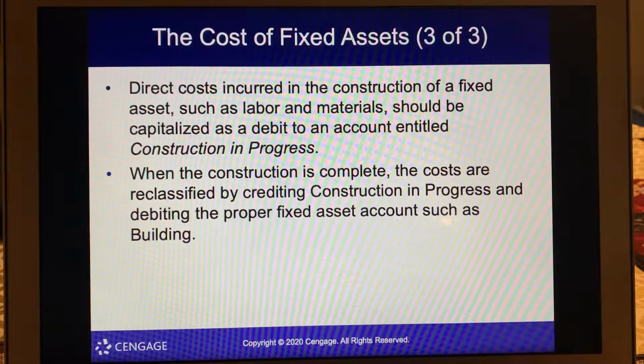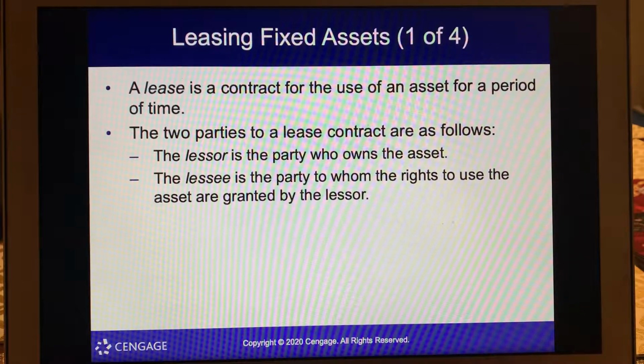Direct costs incurred in the construction of a fixed asset, such as labor and materials, should be capitalized as a debit to an account entitled Construction in Progress. When the construction is complete, the costs are reclassified by crediting Construction in Progress and debiting the proper fixed asset account, such as Building. A lease is a contract for the use of an asset for a period of time.